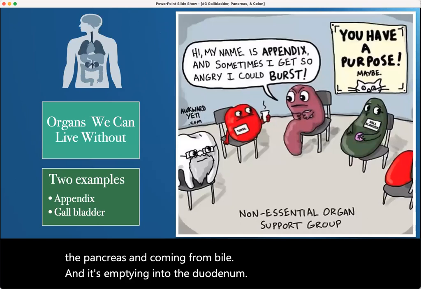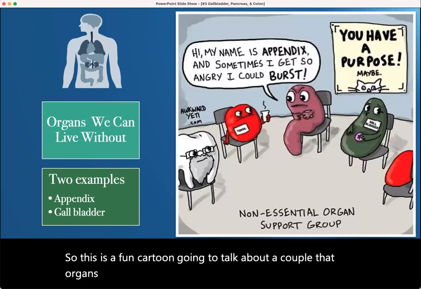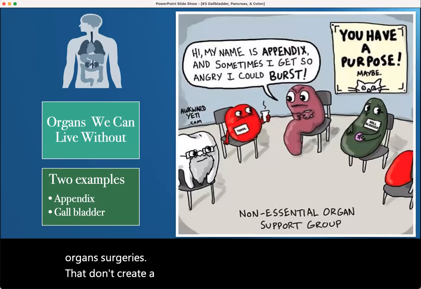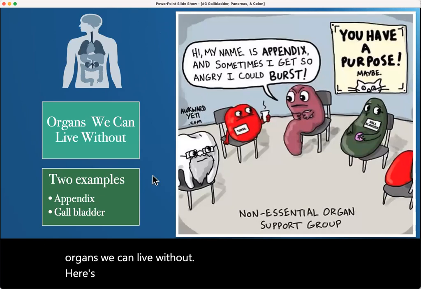So this is a fun cartoon. I'm going to talk about a couple of the organs, surgeries that don't create a problem when they're removed. So organs we can live without. Here's the wisdom tooth. Here's a tonsil, appendix, and gallbladder.